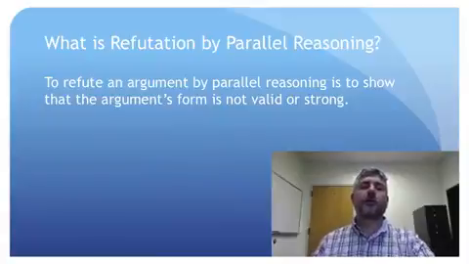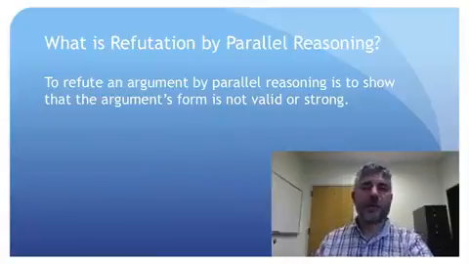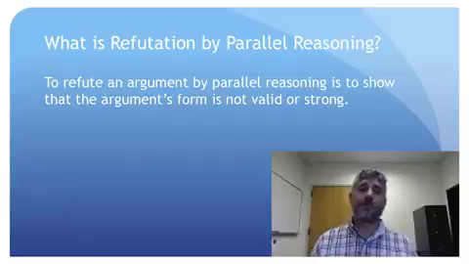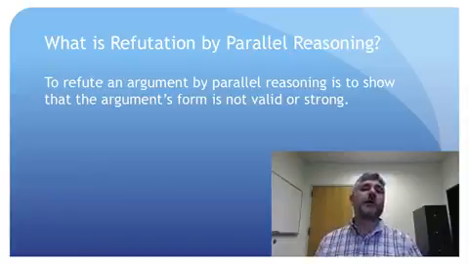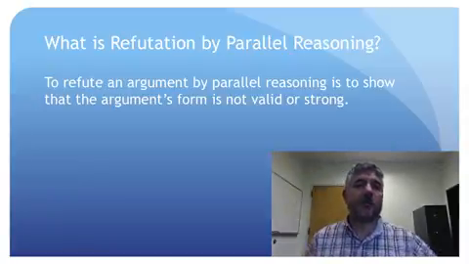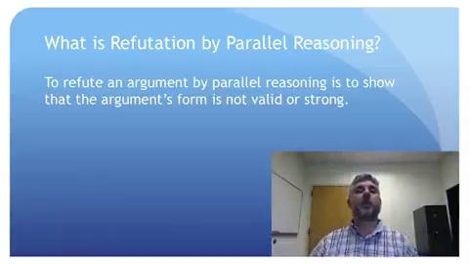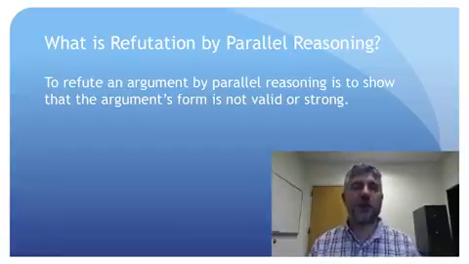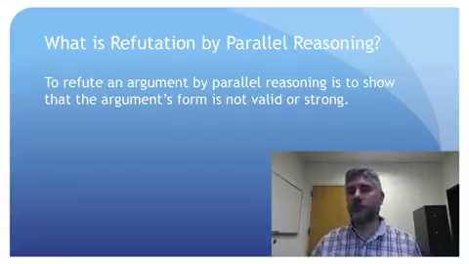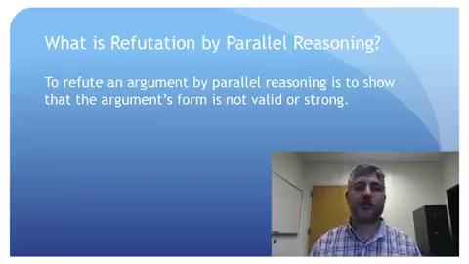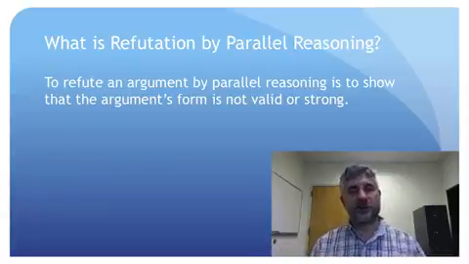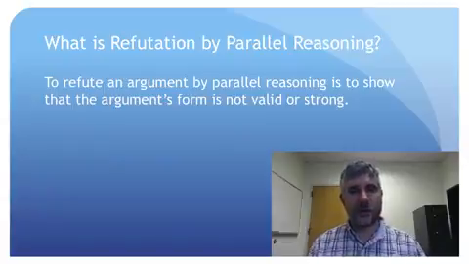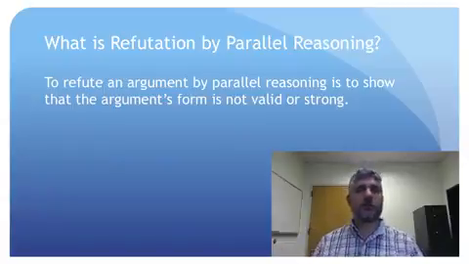So first, to refute an argument by parallel reasoning is to show that the argument's form is not valid or strong. The form of the argument is bad. Now, one way to show that, a way that we've described over the past couple of weeks, is to show that the argument commits one of the fallacies that we've described. For instance, that it commits some kind of a slippery slope fallacy, or it's a fallacious dismisser, or fallacious amplifier, or commits a fallacy of equivocation. That's one way to show that an argument's form is not valid or strong, that its premises, whether true or not, don't support its conclusion.